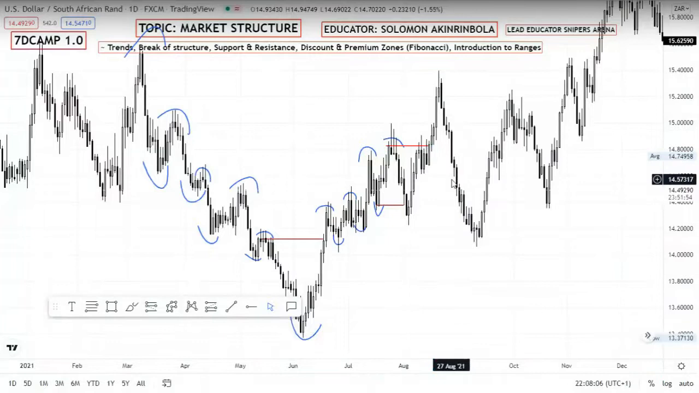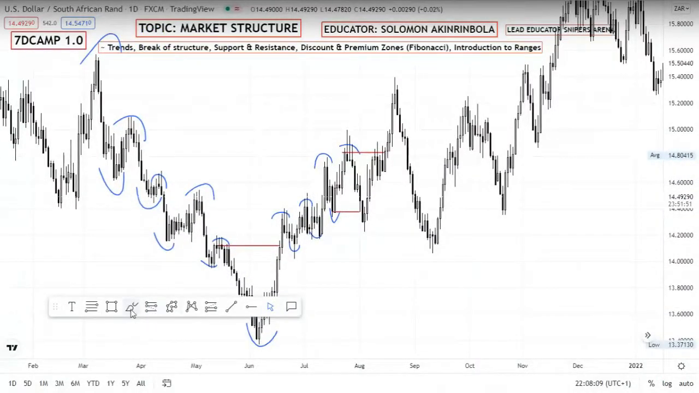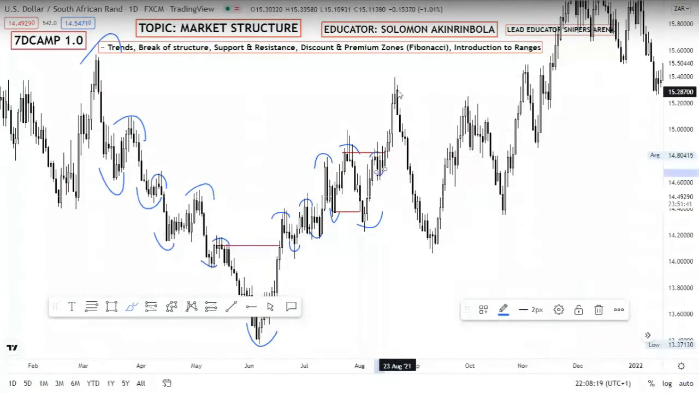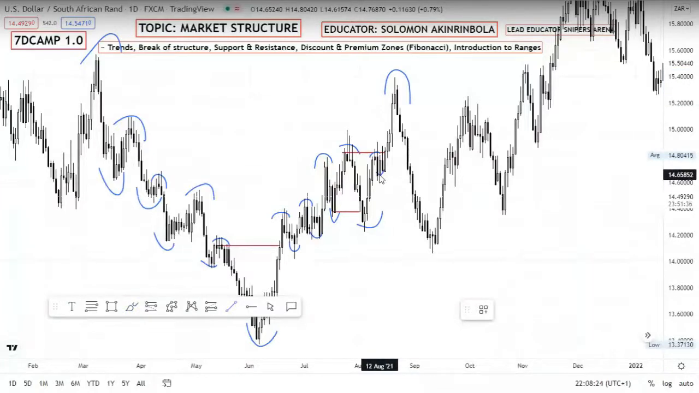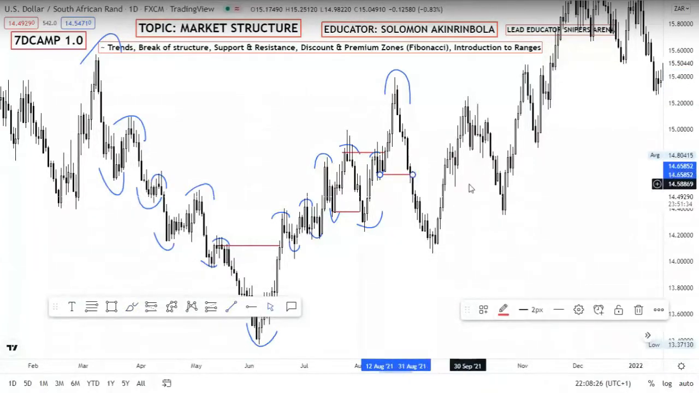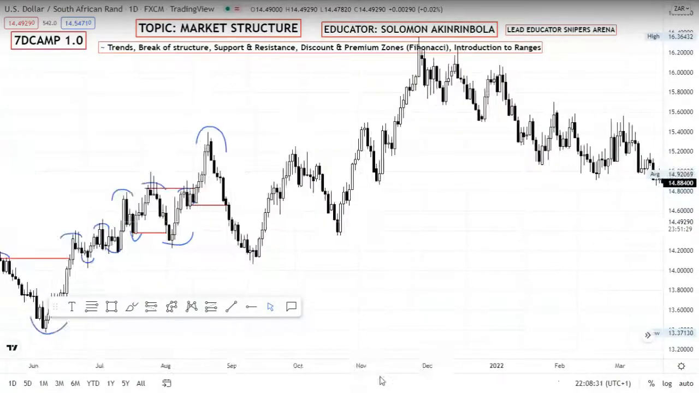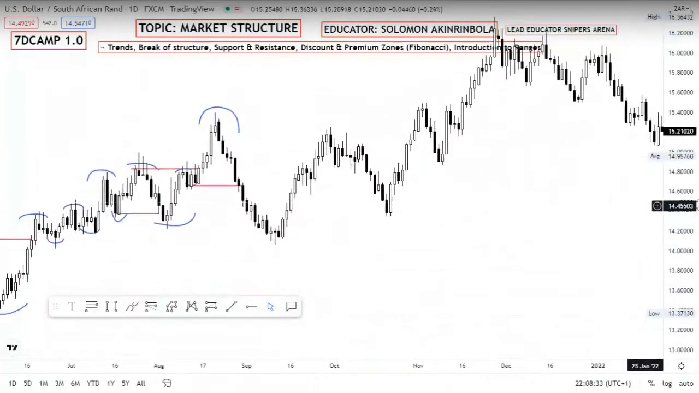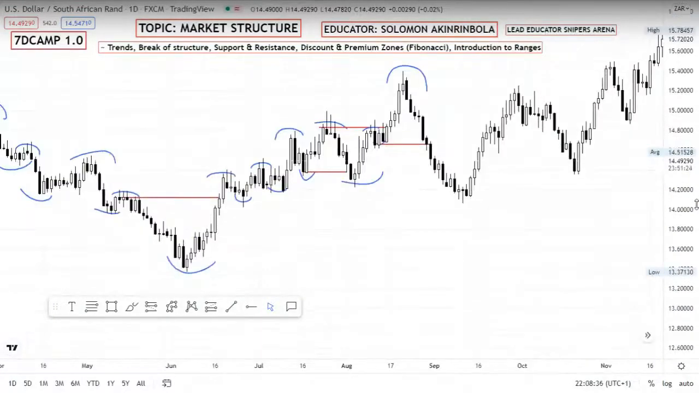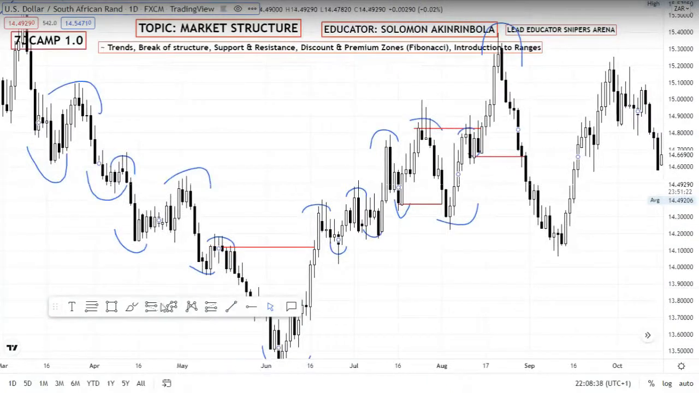Price does whatever it feels like it should do, so yours is just to be patient. This is the low, but it gives us this high, low, high. It breaks structure to the down part here again, then it keeps going and going. Very simple. Now let's look at the ranges. Range to range.